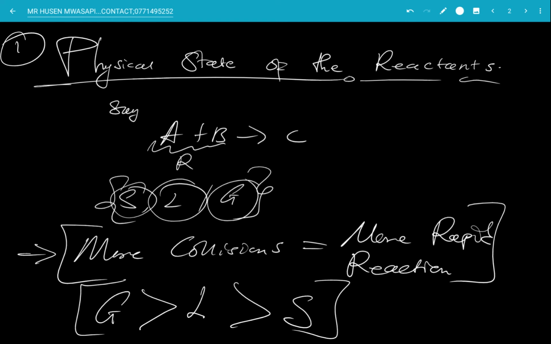So if the reactants are in the state of gases, you will expect the reaction to be fast. If they're in terms of a liquid, they could be fast, but not as fast as gases. But the solid state is the one that is very slow. In fact, it's the slowest. If the reactants are in the solid state, then we say the reaction is very, very slow. Be mindful of this. So the more collision, the higher the reaction rate. Let's move on to the second one.